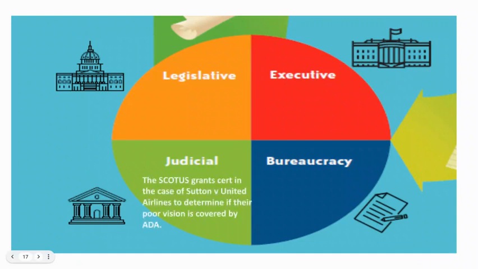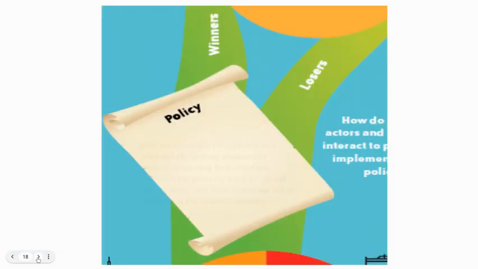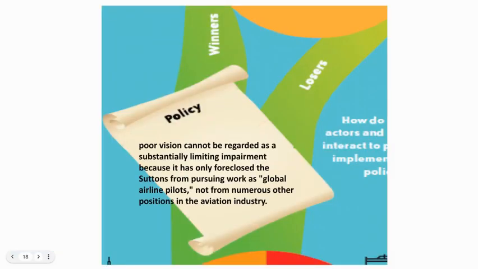So this time it's only the judicial branch. None of the other branches are directly involved because it is a Supreme Court case called Sutton versus United Airlines. And what they have to decide is whether poor vision is covered by the Americans with Disabilities Act, and as such, whether these women have been discriminated against. The court said no. They said that poor vision cannot be regarded as a substantially limiting impairment because it didn't stop them from getting jobs. It's saying this one job in this company you will not be allowed to get, but there's a myriad of other opportunities in the industry, so they have not been unilaterally discriminated against.